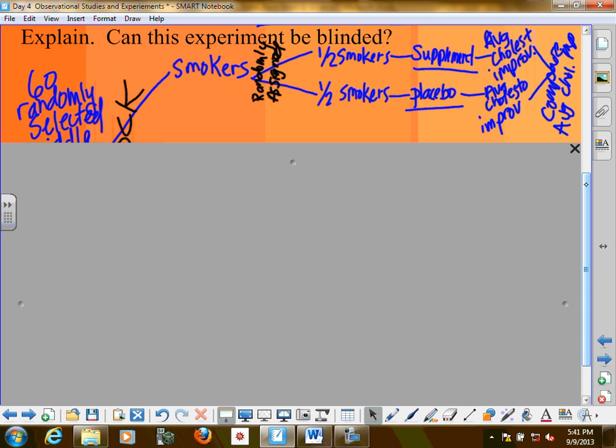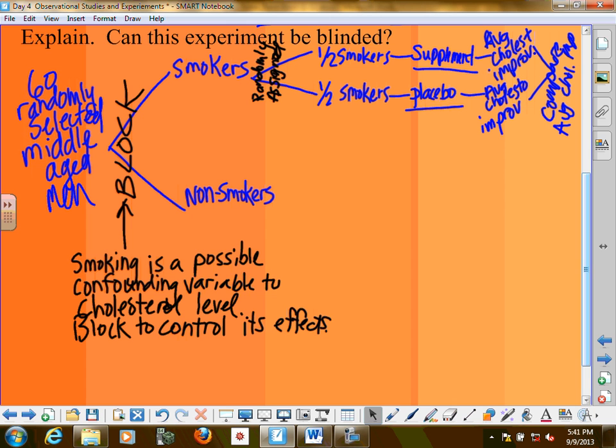Smoking is not an issue. They all smoke, so they are all the same in that regard. And then we do the same thing for the non-smokers. We split them identically. This will look exactly the same. Alright, so that's how you do that design.